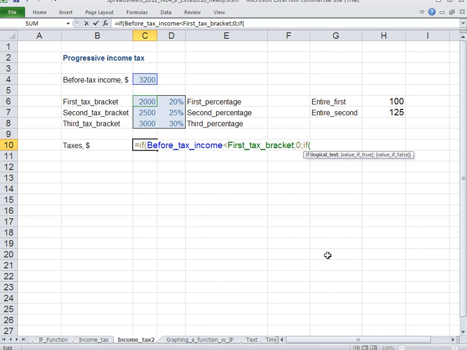2,300. Then what you have to do is check whether your before tax income is less than 2,500. So it's less than the second tax bracket. There is one thing that has to be underlined here. We're checking whether it's under 2,500.